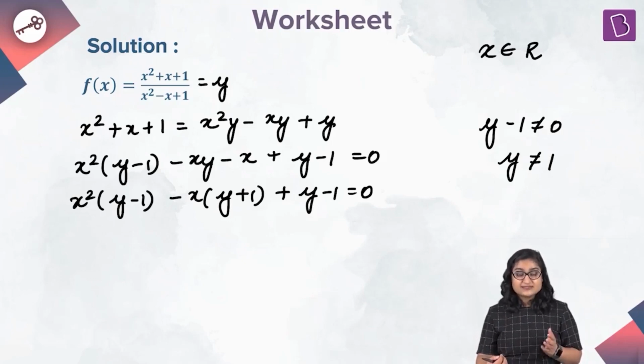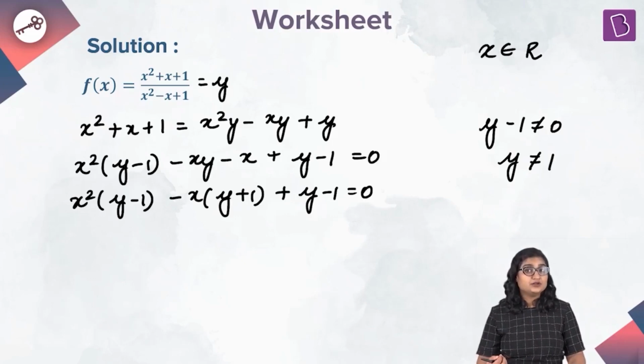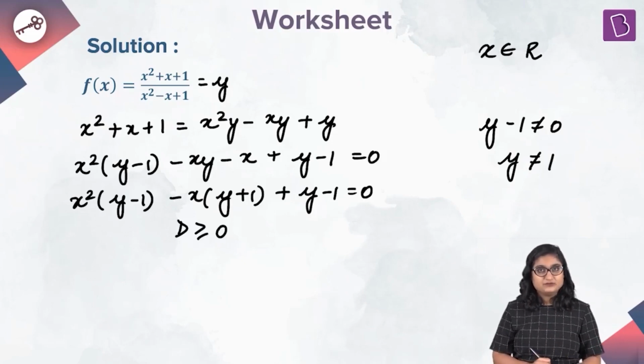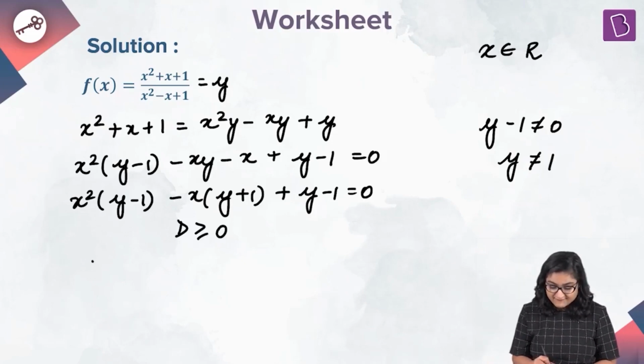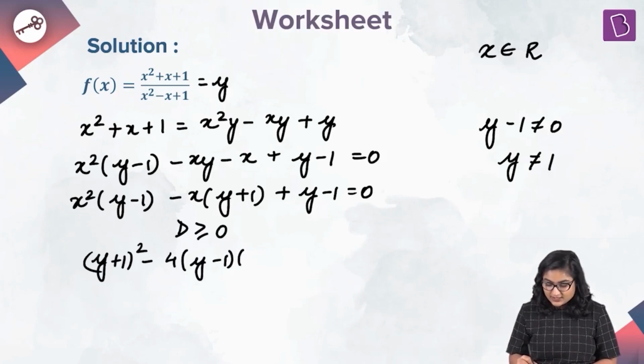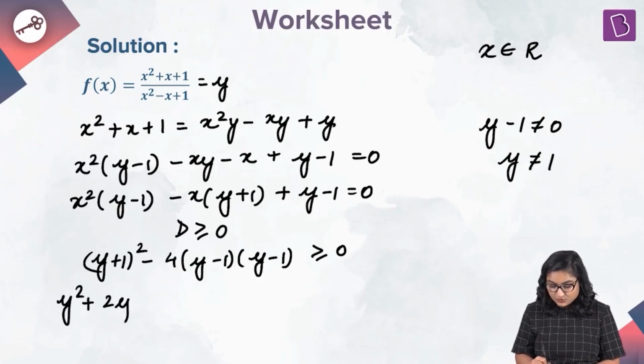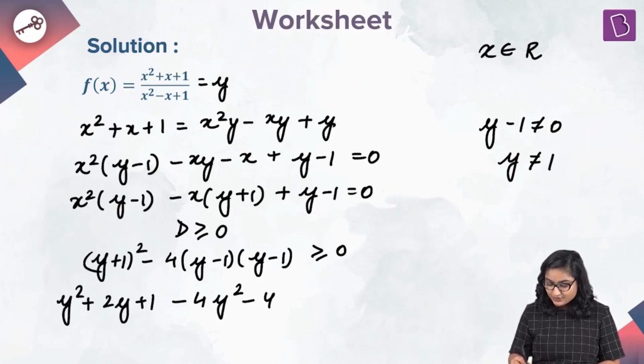As you can see, we have a quadratic in x and x belongs to the set of real numbers. That means this quadratic will have real roots, or we can say D is going to be greater than or equal to 0. Let's calculate the expression for D. We have (y plus 1) the whole square minus 4 times (y minus 1) times (y minus 1), and this is greater than or equal to 0. If I simplify it further, I get y square plus 2y plus 1 minus 4y square minus 4 plus 8y greater than or equal to 0.